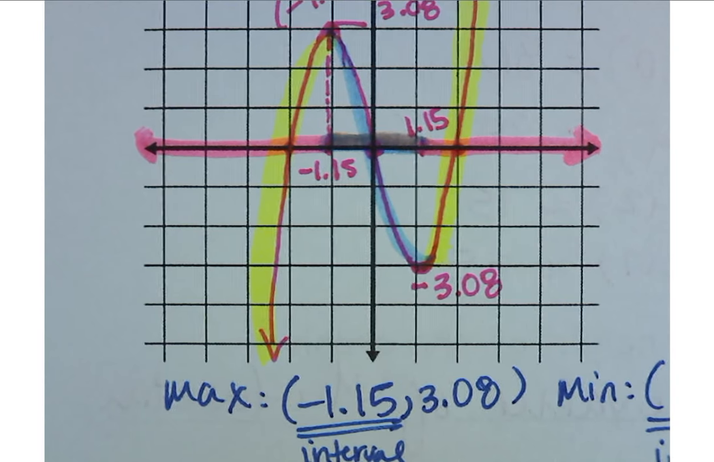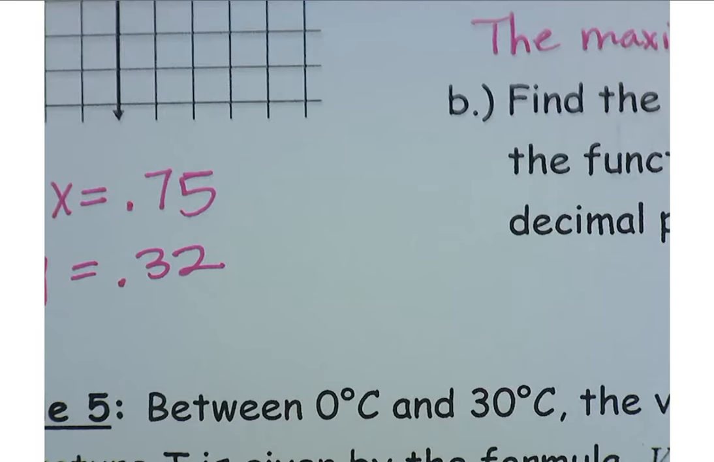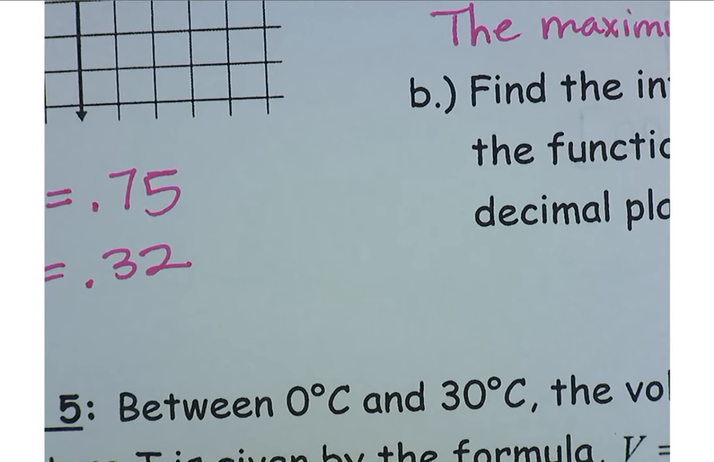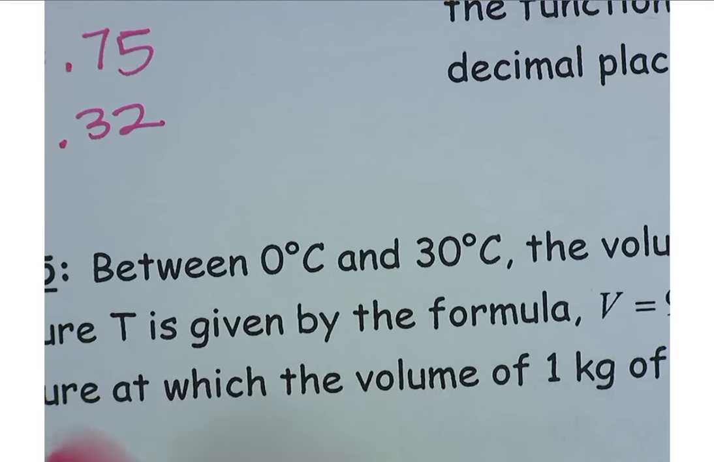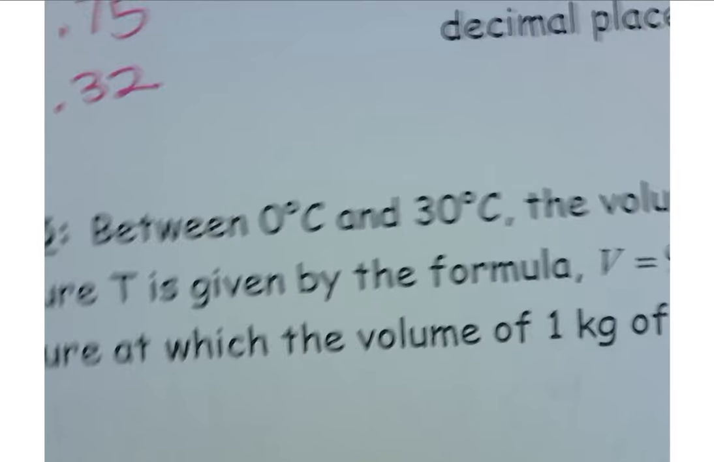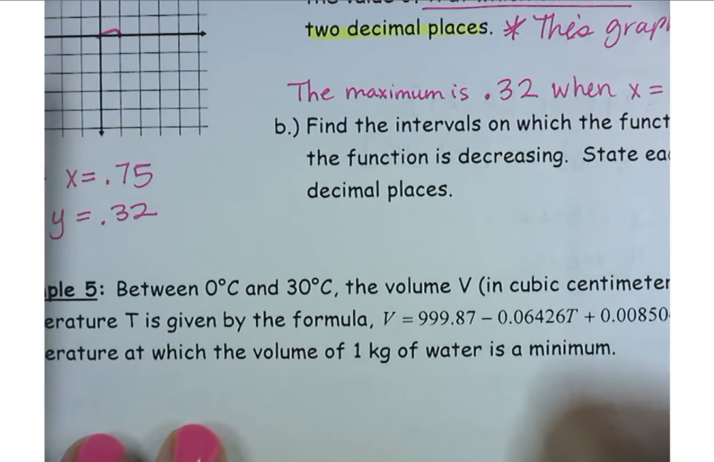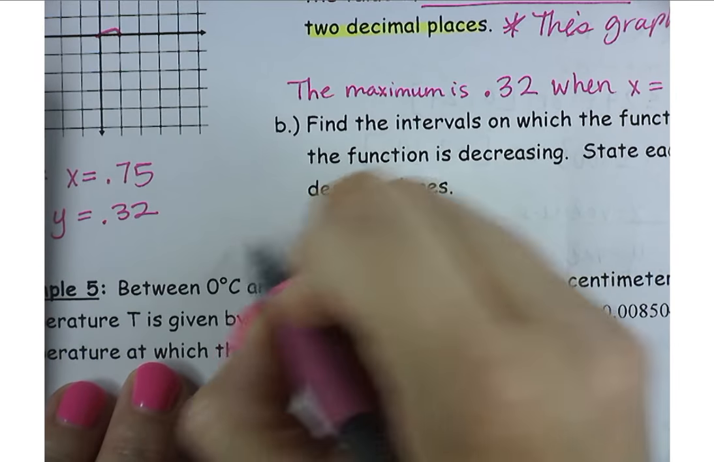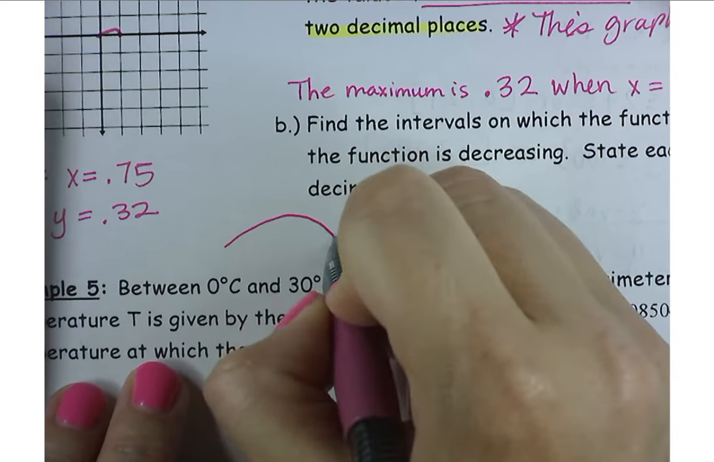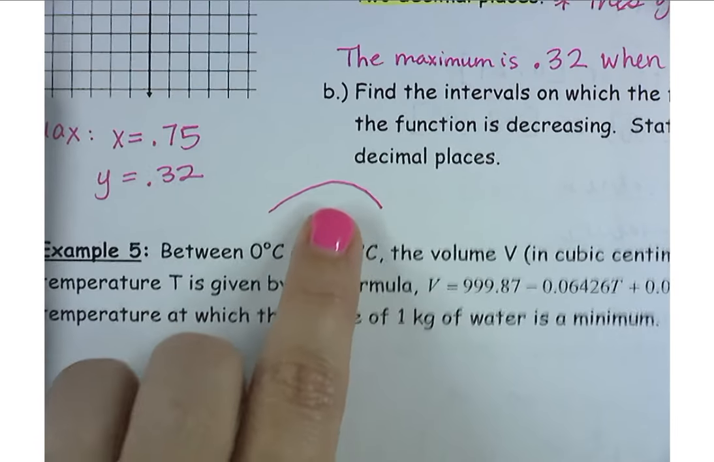Okay, so we're going to do something similar for part B. It says find the intervals on which the function is increasing and on which the function is decreasing. State each answer correct to 2 decimal places. What I'm going to do is I'm going to draw another sketch of the graph right here. Okay, so this is what our graph looks like, right?